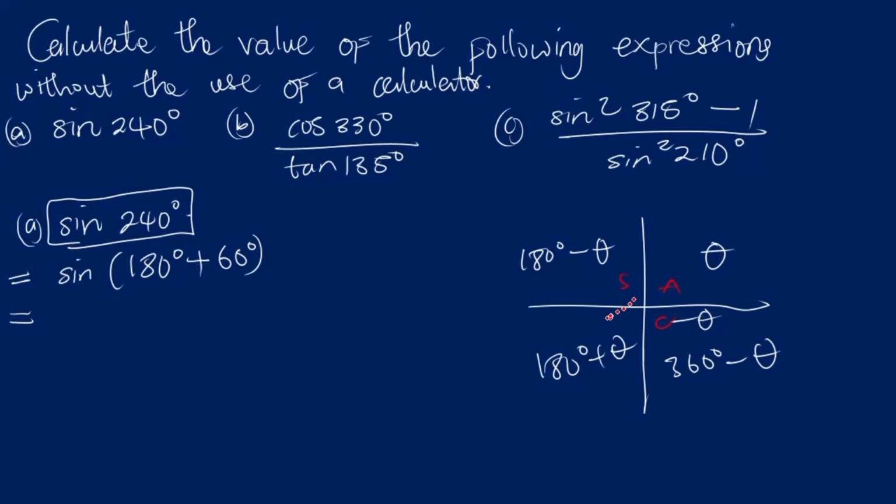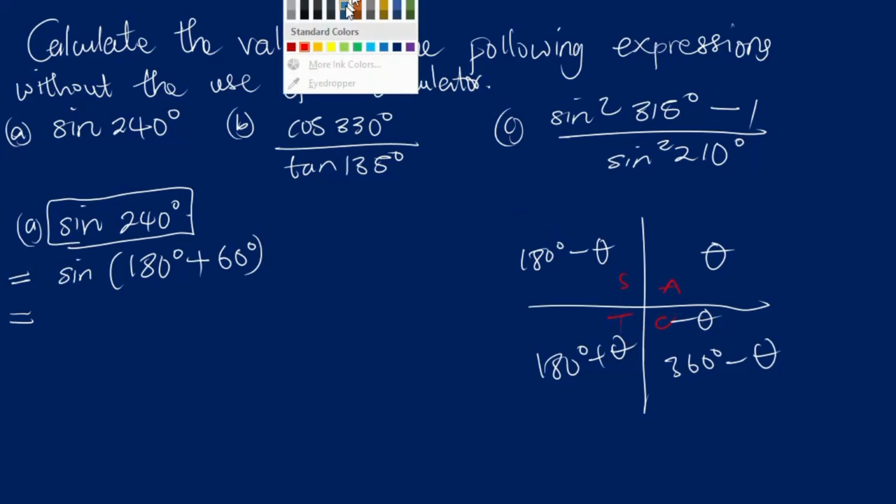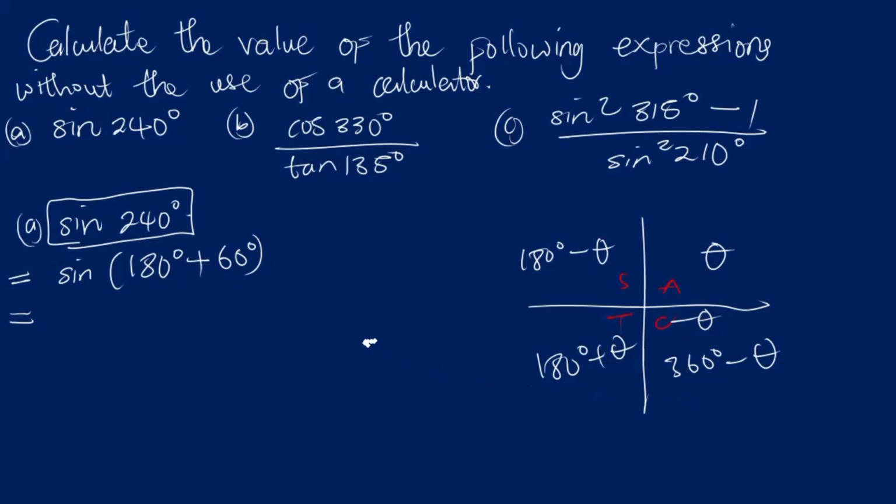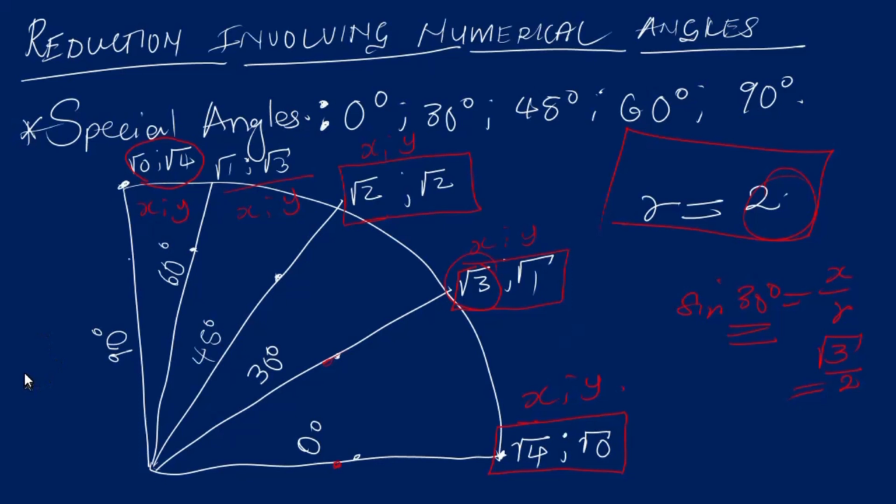CAST. Perfect. Now, what is 180 plus 60? It's here, and the sign is negative. So I have negative sine of 60 degrees, and I have to solve for that. How do I solve for this without a calculator? I go back to my special triangle. Let me create it properly here, so that I can keep on using it easily.